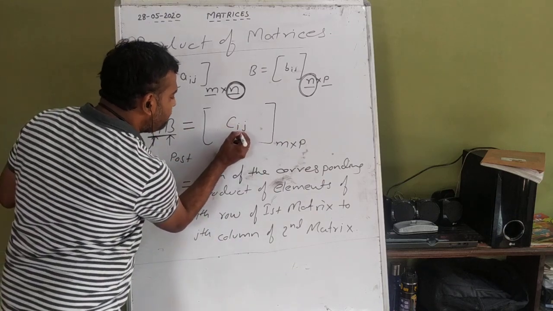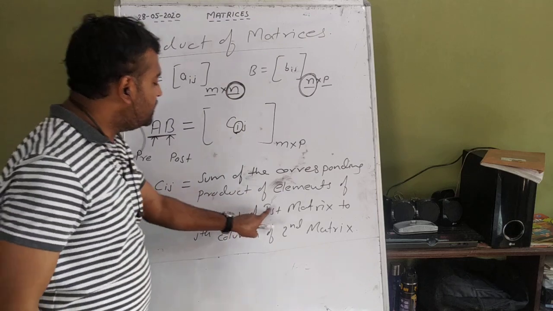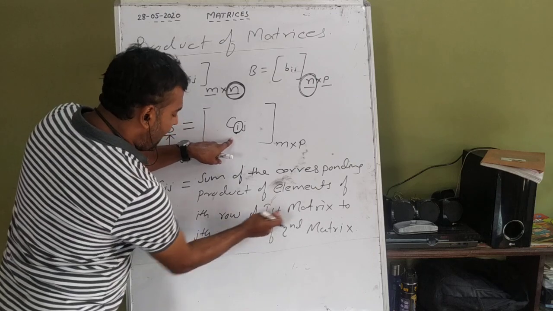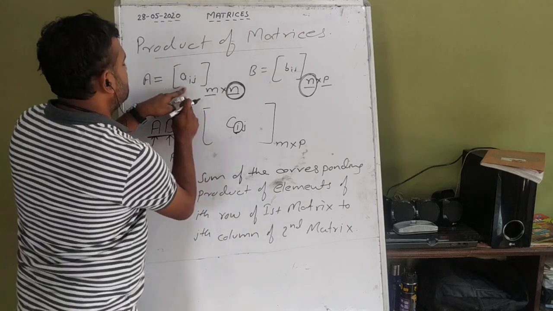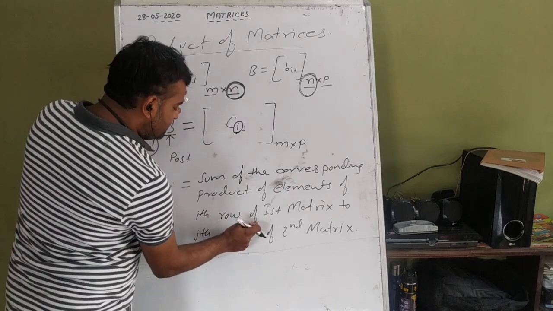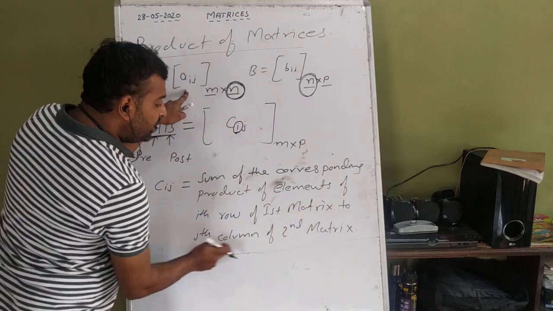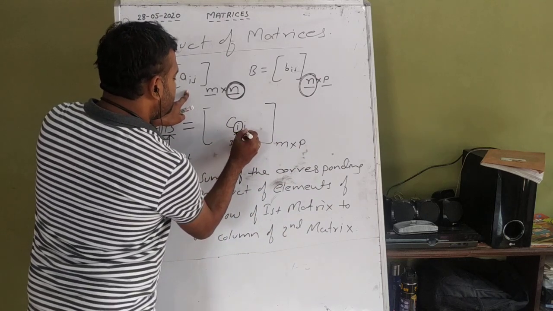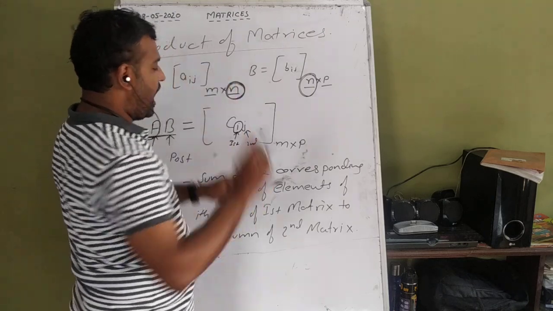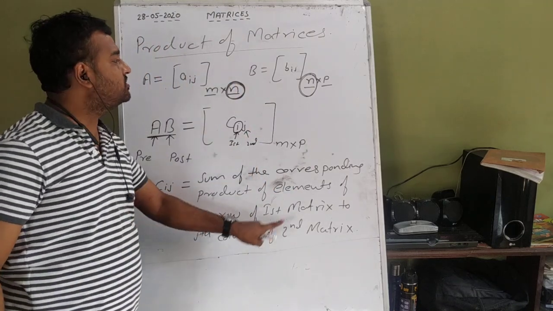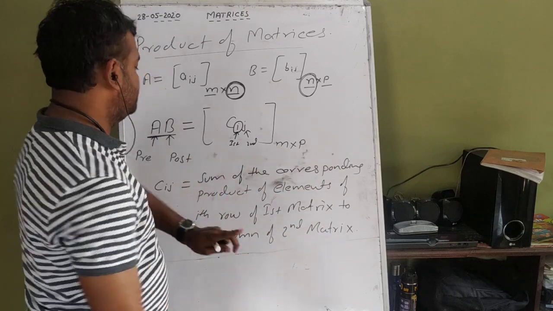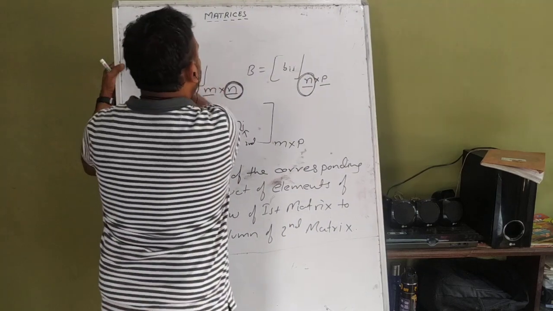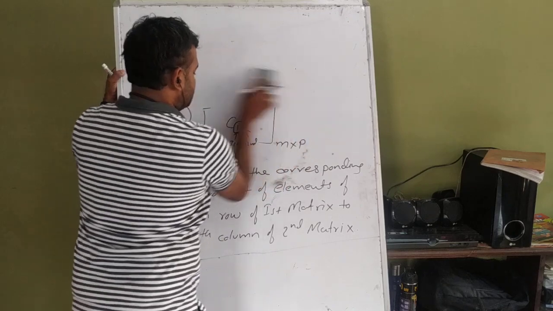It means the i which we have taken, this ith row, is the ith row of which matrix? The ith row of the first matrix to the jth column of the second matrix. Here the row is taken of the first and the j is taken of the second. This is the statement here. Let us consider an example of how to multiply two matrices.